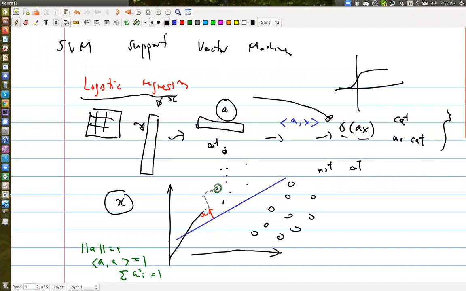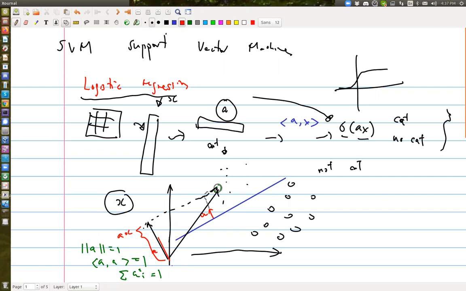Let's say this is the X vector here. And AX will be just the projection on this A vector. So this is the A direction here again. Like this is A, right? So this would be AX, right?